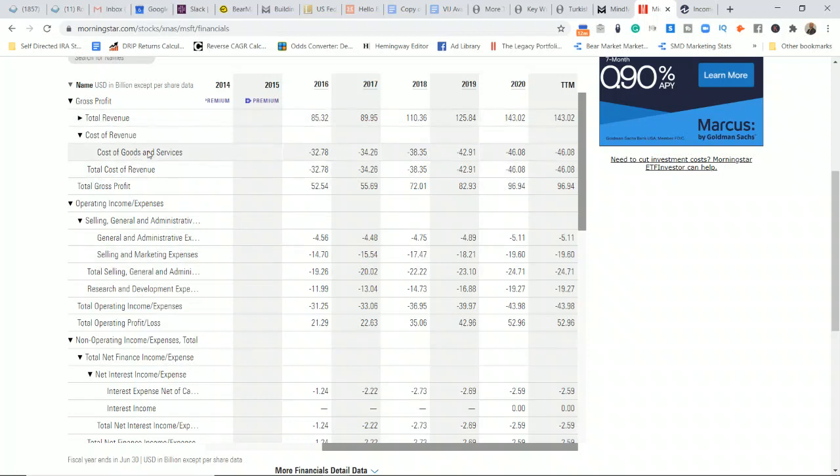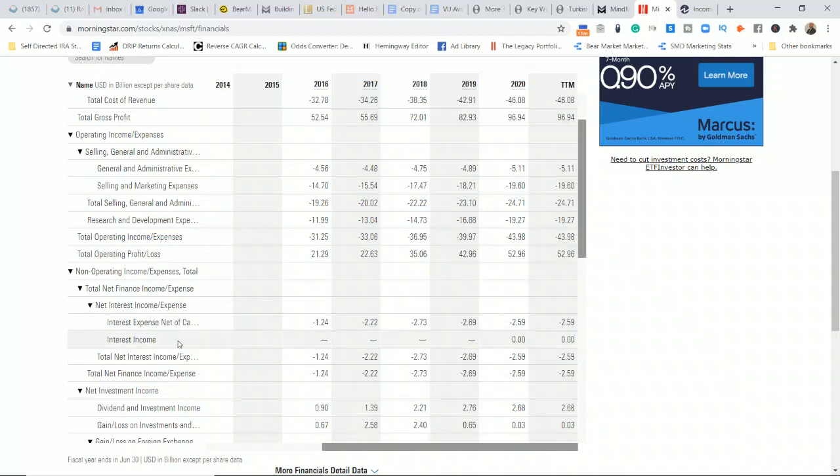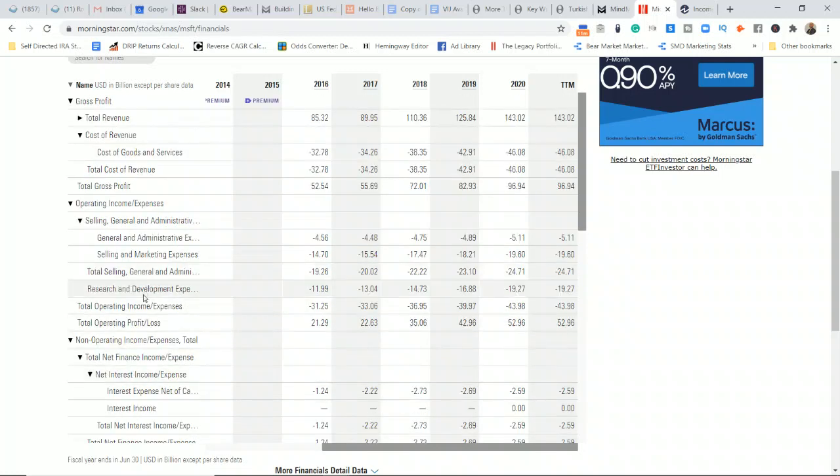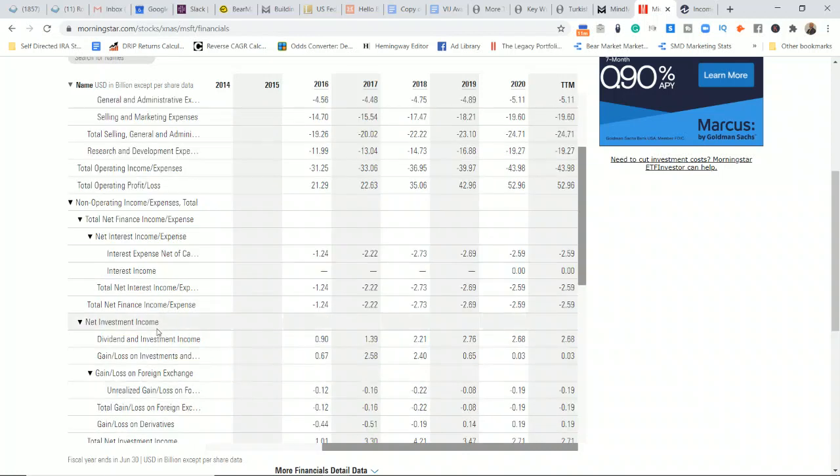It starts at the top with revenue, and you go down from here. You subtract out cost of goods and services, and that gives you the gross profit. You subtract out things like operating expenses, selling, general, and administrative expenses, and research and development expenses. And then you get to the operating profit, which I talk about all the time as being ultra important.